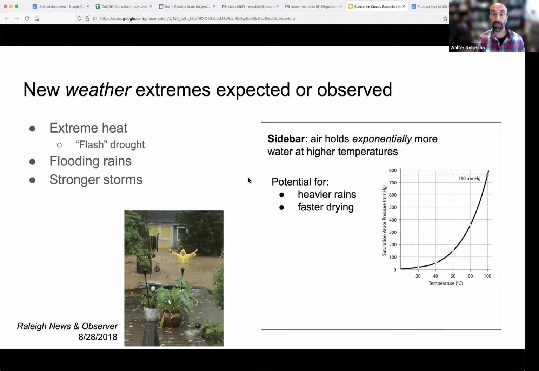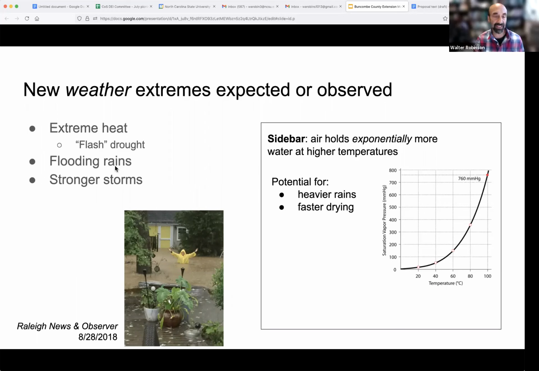And that means if there's more water vapor in the atmosphere, you can get much heavier rains. The heaviest rains can be heavier. And when things are dry, that's the extent to which the atmosphere wants to get water from the ground. So things can dry out a lot faster. So we can get extreme heat and you can get very rapid drying. People have started using the term flash drought as the counterpart of the older term flash floods.